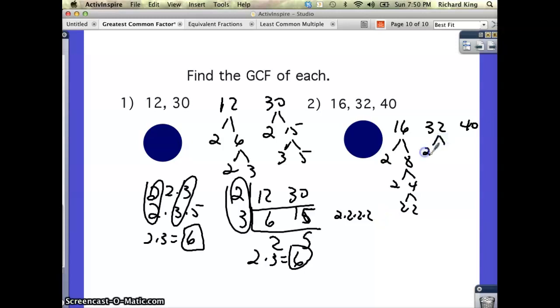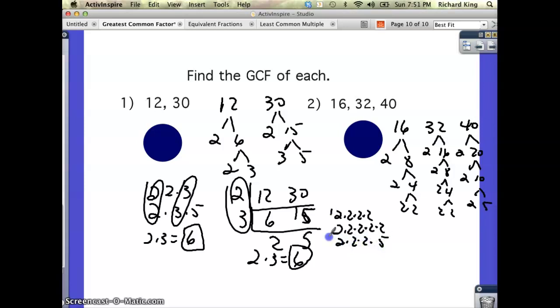32. 2 goes 16 times, 2 goes 8 times, 2 goes 4 times, and 2 times 2. So you get 1, 2, 3, 4, 5 2's. Okay, and then 40. 2 will go 20 times, 2 will go 10 times, and 2 and 5. So we've got 3 2's and a 5. Okay, so now we've got all 3.